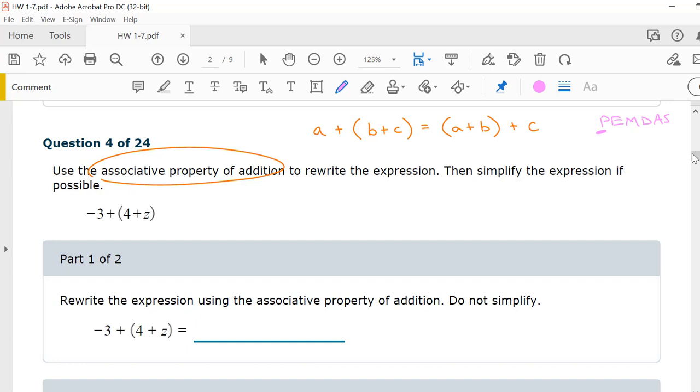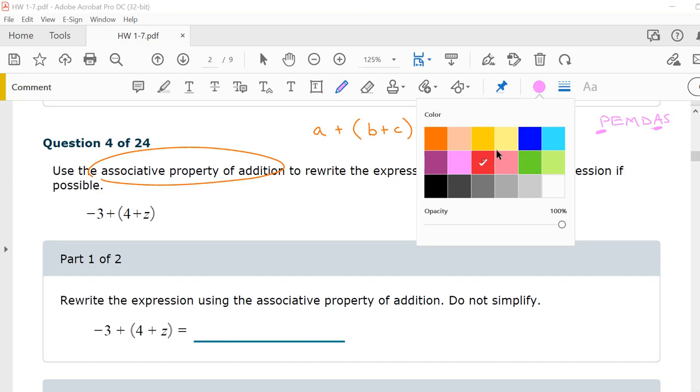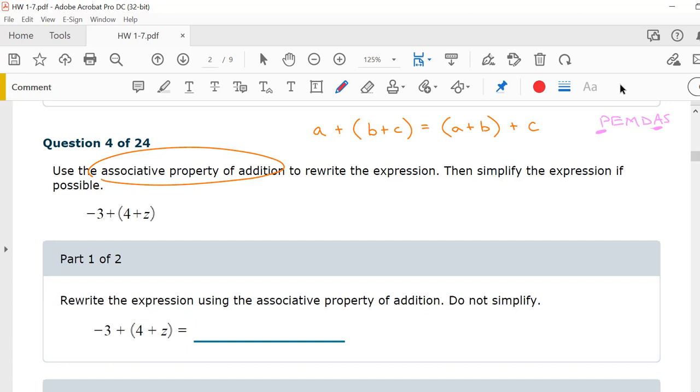You have to do what's in the parentheses first before you do the addition. Well, what's in parentheses on the left side is B plus C. So if you add B plus C first and then do A plus that number, that's the same as adding A plus B and then adding C to that number. All right. So for the example, negative 3 plus parentheses 4 plus z. I'm going to move those parentheses here. Okay, so I'm going to write it as parentheses negative 3 plus 4, close my parentheses, and then put plus z. One more time, instead of adding the second and third term first, I'm going to add the first and second term first.